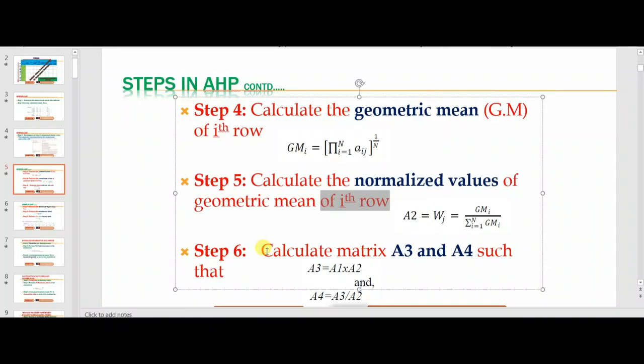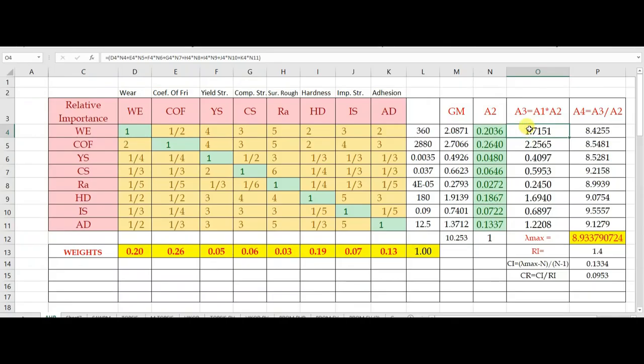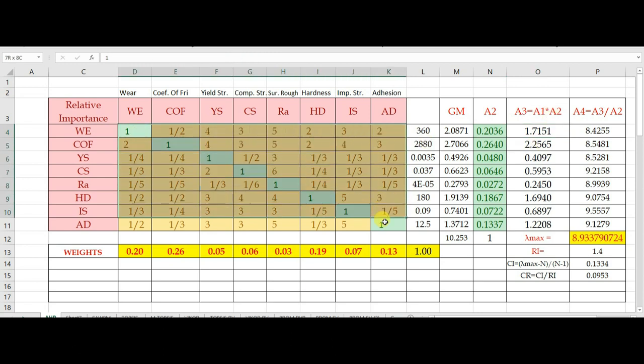We have to now calculate matrix A3 and A4 such that A3 is equal to A1 into A2 and A4 is equal to A3 by A2. So here we see A3 matrix is product of A1 and A2. Now please remember here, A1 is this relative importance matrix. So this whole matrix is A1, and here we see this is the matrix A2.